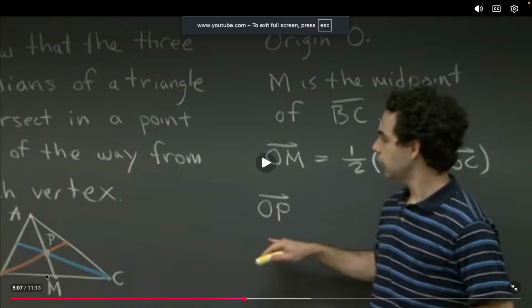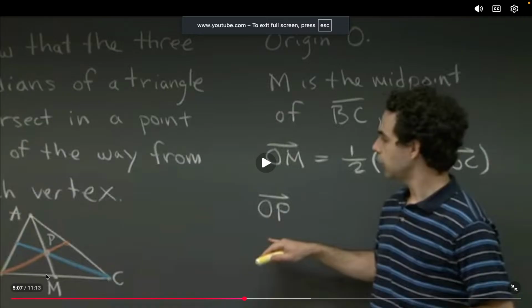Let's watch. The average of the position vectors of B and C is 1/2 of the quantity OB plus OC. So it's easy to express the position vector of the midpoint of a segment in terms of the position vectors of the endpoints. You just add the position vectors of the endpoints and divide by 2. If you like, this is equivalent to the geometric fact that the diagonals of a parallelogram bisect each other. So that's the position vector of M.